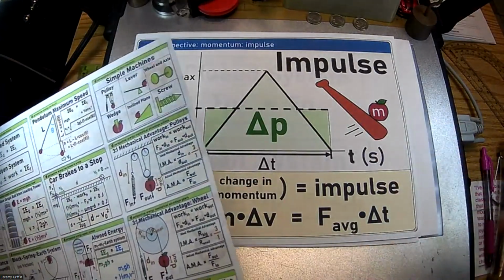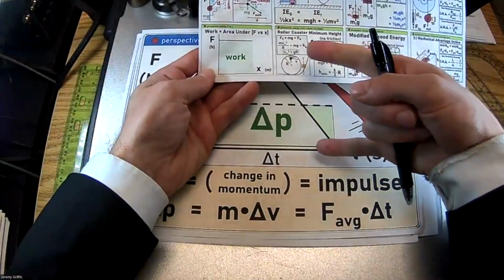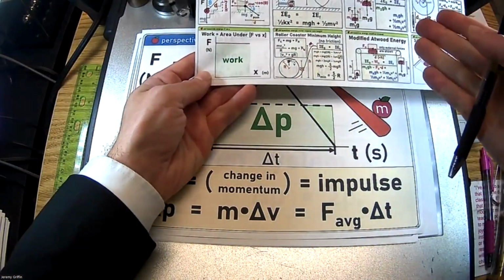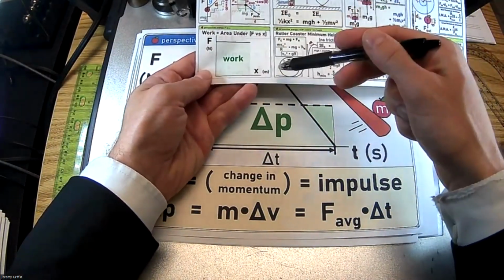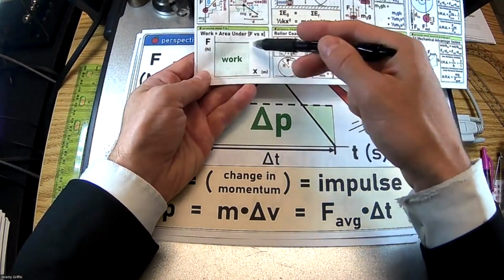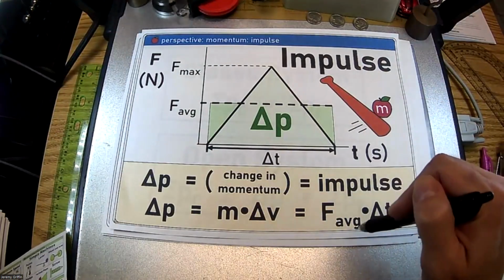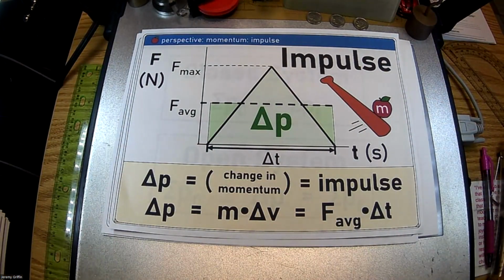You are going to see both of these types of graphs on the AP exam, maybe several times. Whenever you see force versus distance, think something to do with work and energy. When you see force versus time, think something to do with impulse and momentum.